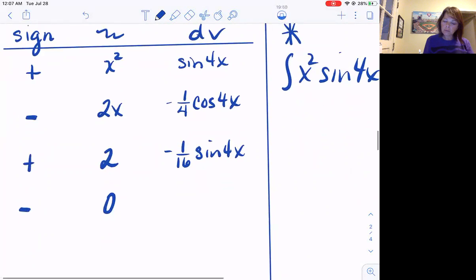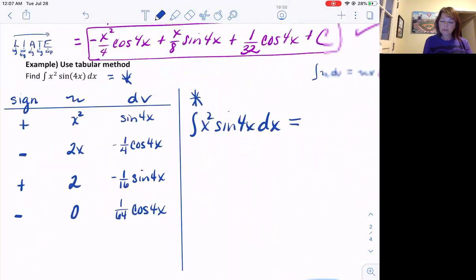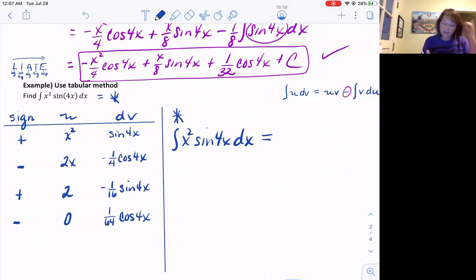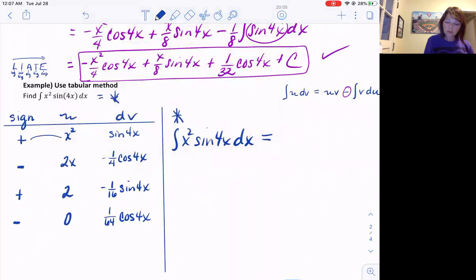So our U, notice I have plus or minus, and that's because of the plus UV minus the integral and the alternating nature of that. So we have x squared, 2x, 2, and 0. Sine 4x, we have negative 1/4 cosine 4x. Then we have negative 1/16 sine 4x. And then we end up with 1/64 cosine 4x. Okay, so that gives us our table of values. We've taken the antiderivatives. Now we're going to do a tic-tac-toe-ish kind of thing. We're going to say plus. Let me go to a highlighter. So we go here, we go here, right? Stick with me on this. What we're going to do is multiply these.